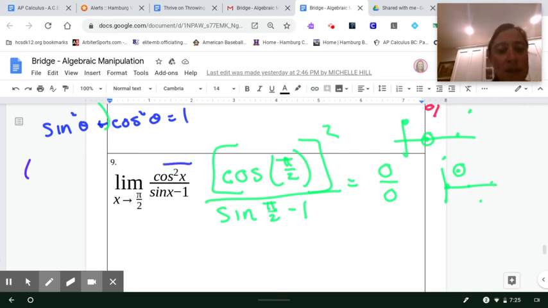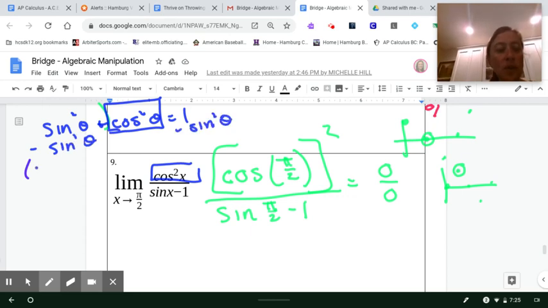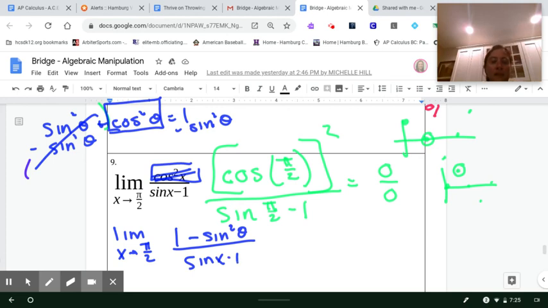So now I need cosine squared, and I can manipulate this function and get cosine squared all by itself. All I have to do is subtract sine squared from both sides. So cosine squared now is equivalent to 1 minus sine squared. So I'm going to replace this cosine squared with 1 minus sine squared of x all over the sine of x minus 1. Now you might be thinking, why did we do that?